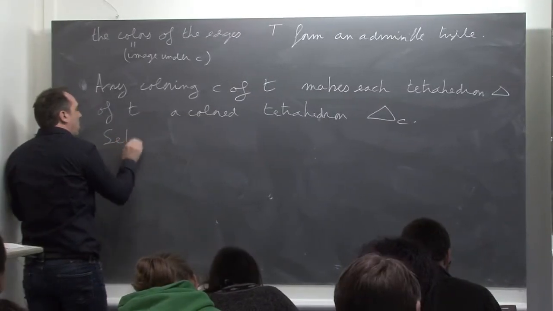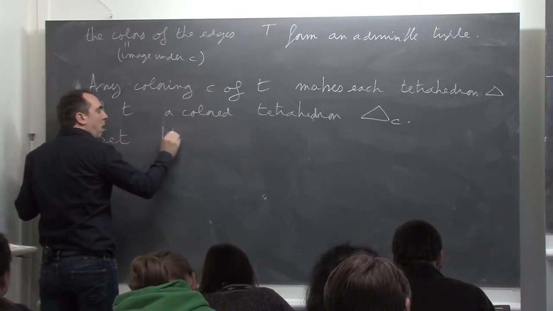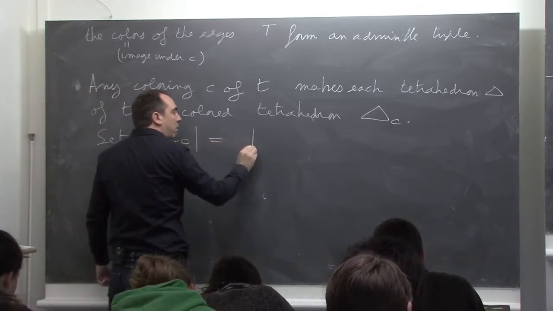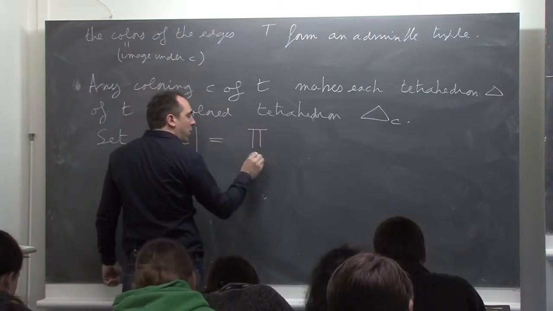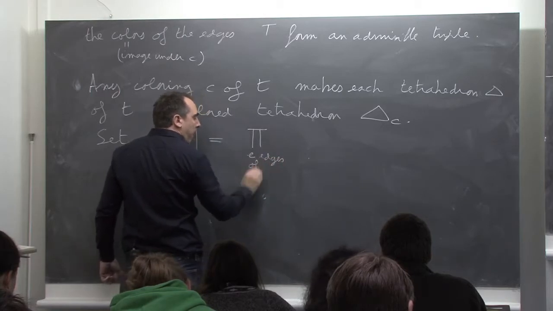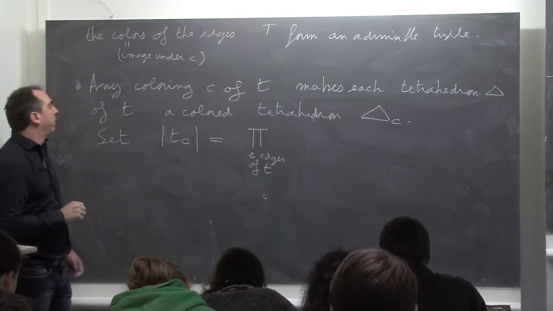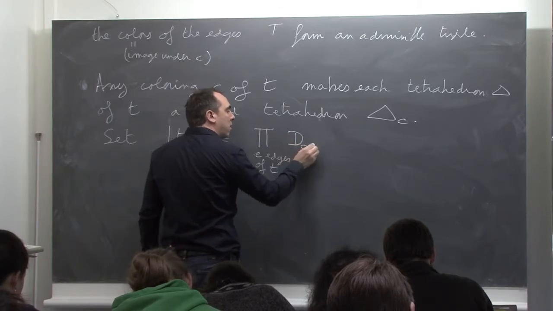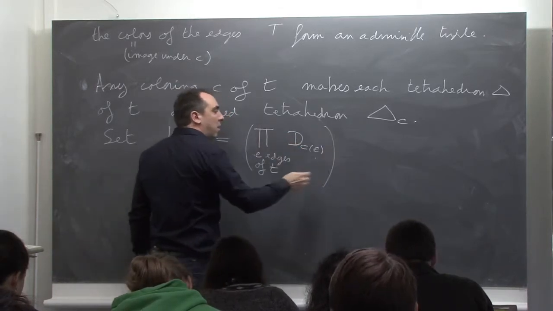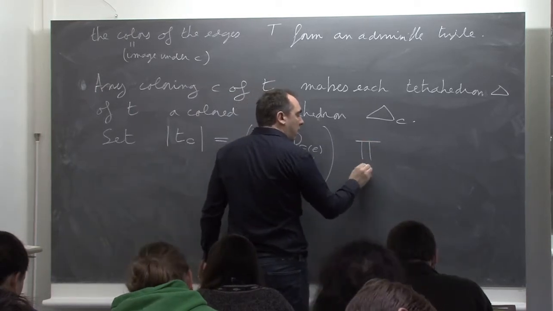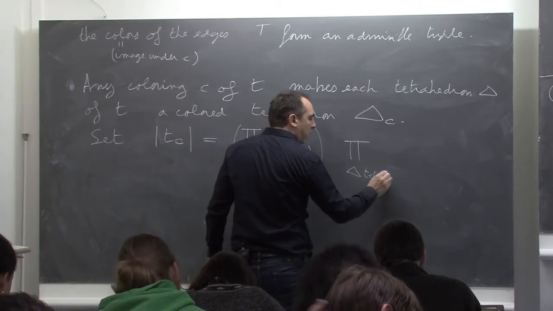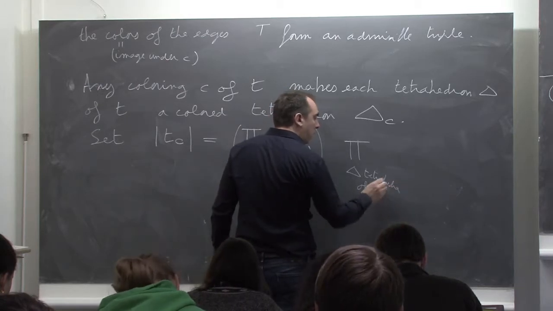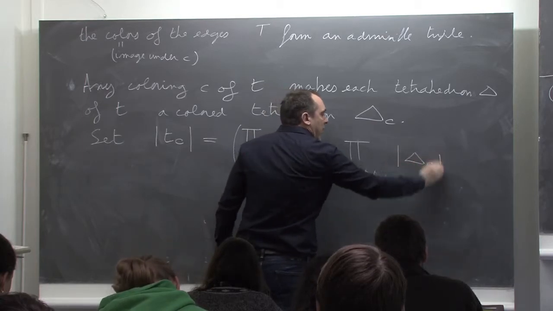And we set T with color C is defined to be the product over all the edges of our triangulation of the number D, times the product over all tetrahedra of T of the symbol associated to this colored tetrahedron.